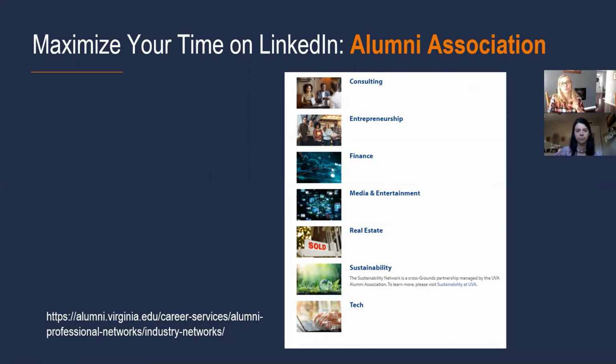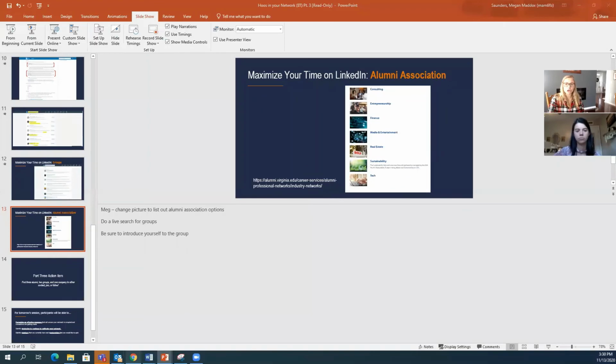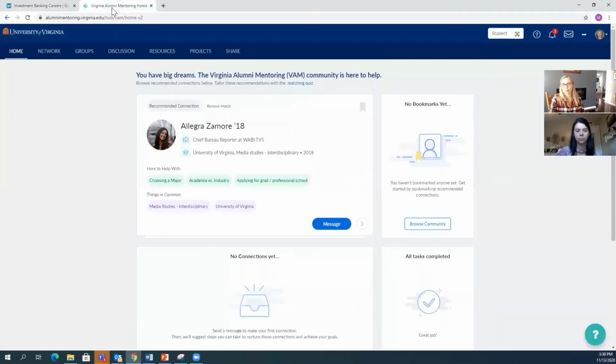Not only are these groups going to give you all of the benefits that I told you about in the last slide, but they're also going to connect you with other alumni specifically who are interested in what you're interested in. And there's one more thing that I want to show you as far as connecting today. So I want to show you the Virginia Alumni Mentoring Platform. So this is a platform that all UVA students have access to.